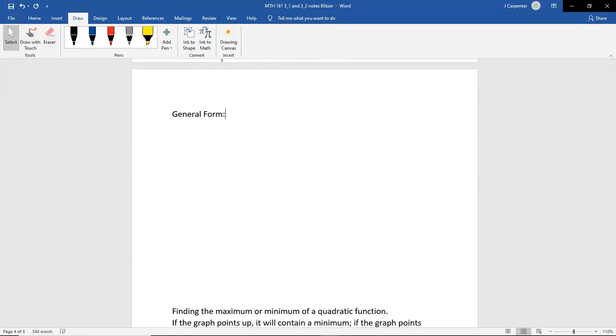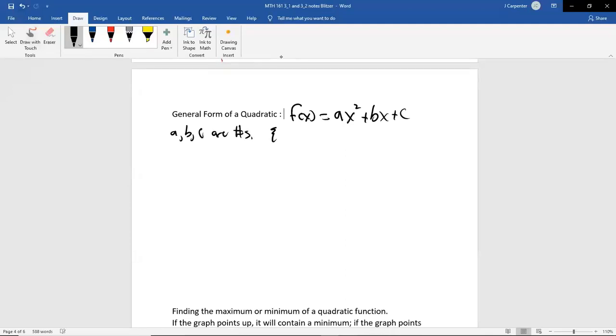General form of a parabola is just f of x equals ax squared plus bx plus c, where a, b, and c are numbers. But it's kind of nice to know it's the exact same A as before. The A in general form is the same A as in standard form, so that A still tells you whether you point up or down.